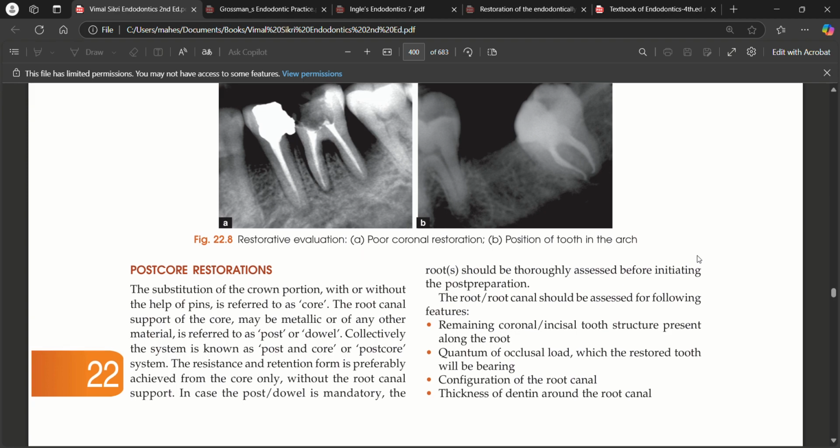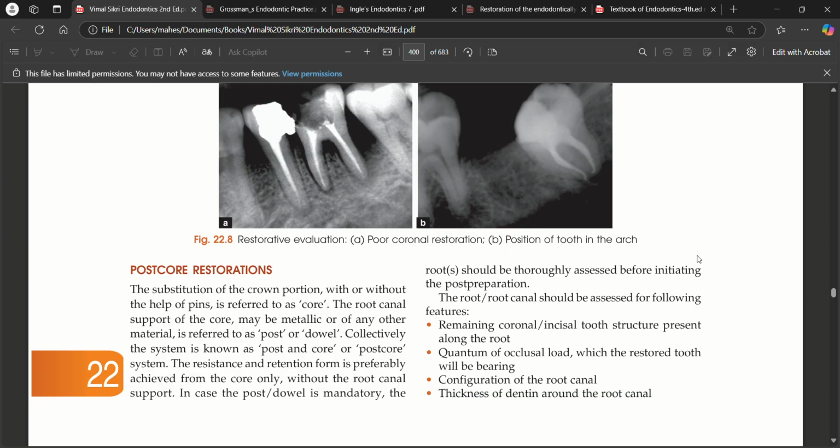Post-core restoration. The substitution of the crown portion with or without help of pins is referred to as the core. The root canal support of the core, which may be metallic or any other material, is referred to as the post or dowel. Collectively, the system is known as post and core or post core system.